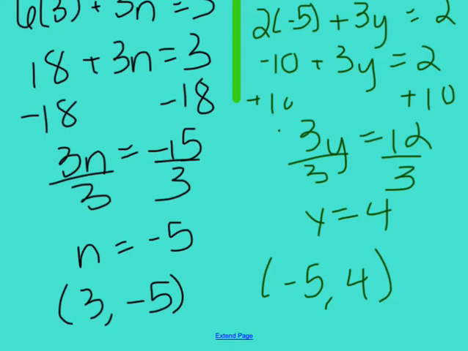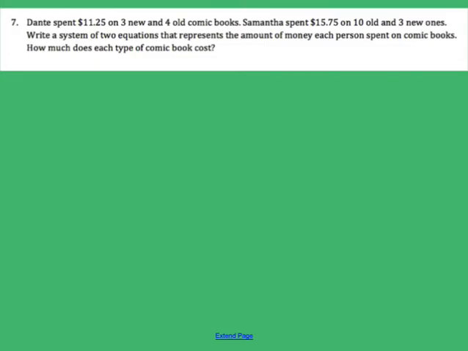Okay, let's take a look at these word problems. I want to at least get them set up for you. So let's take a look at number 7. Dante spent $11.25 on 3 new, which is going to be X, and 4 old, which is going to be Y. So they bought 3 new comic books at price X, 4 old comic books at price Y, and it was $11.25. Okay, so it was $11.25 for that one.